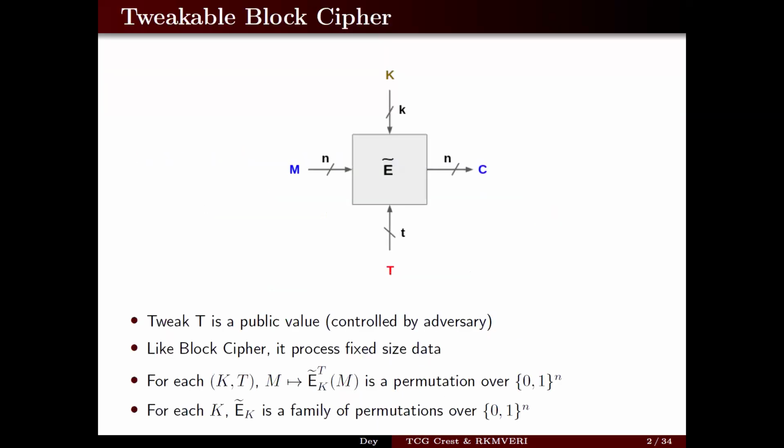So let us start with a brief introduction on Tweakable Block Cipher. A tweakable block cipher is a variant of block cipher. It takes as input a message of length n, a key of size k, and a public value called a tweak t, and it outputs a ciphertext of the same size as the message. Note that this tweak t is controlled by the adversary A, and for each key and each tweak, E tilde k,t is a permutation of {0,1}^n. If we only fix the key, then E tilde k is a family of permutations indexed by the tweak t.